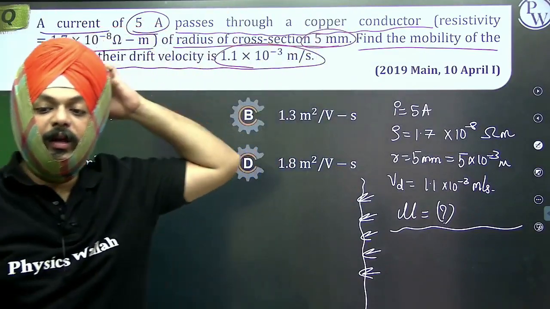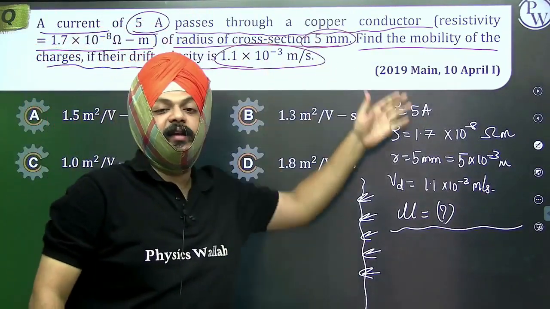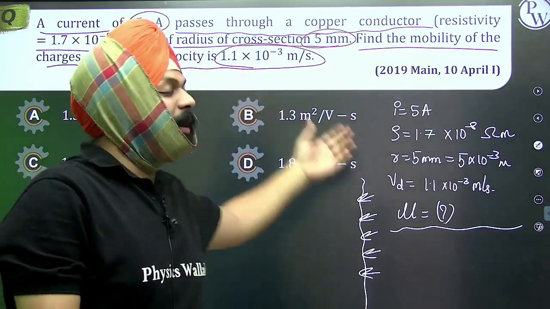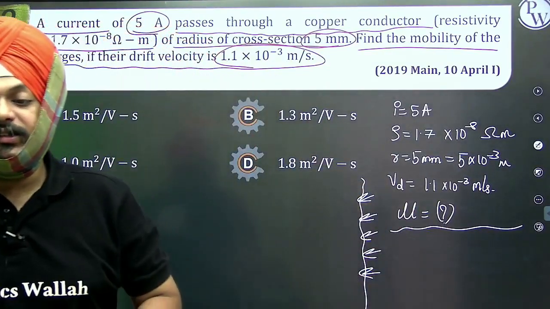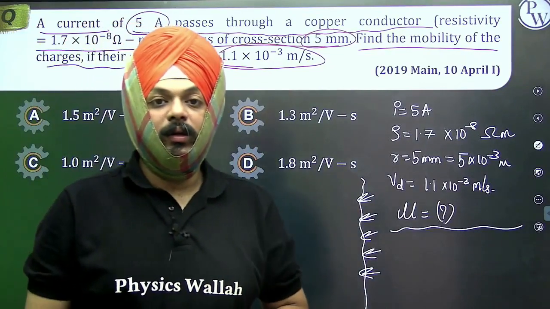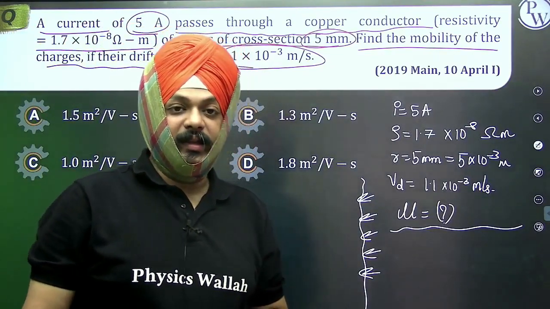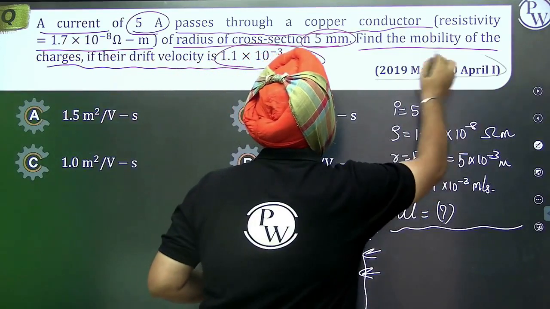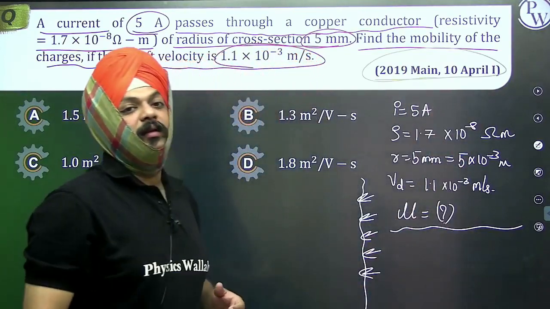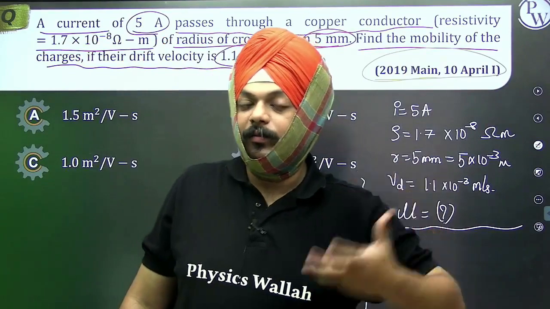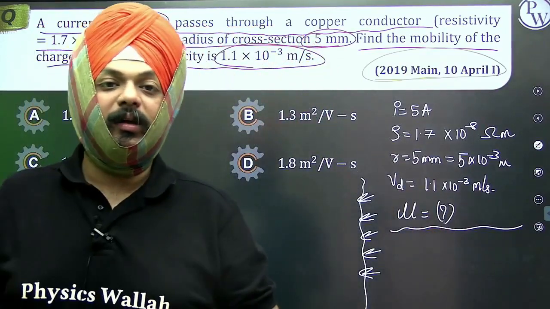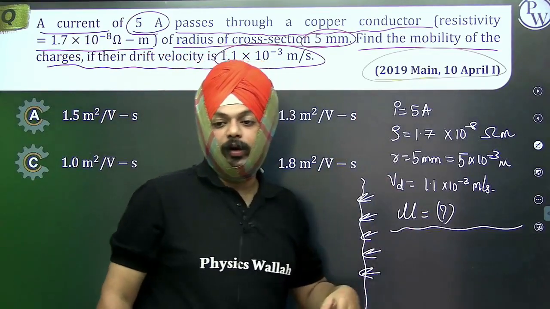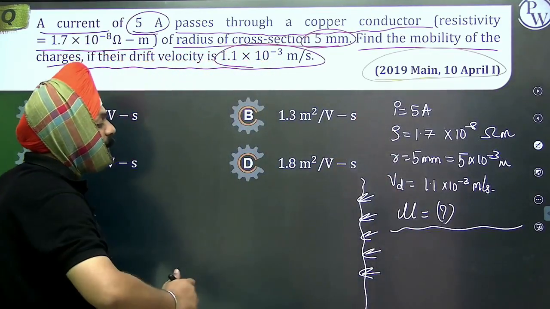Now, how are we going to deal with this question? Is there any formula that can connect all of those physical quantities? Does it exist? Are we having any? First of all, this is a question from 2019 Mains. Have we ever dealt with this kind of question, having a formula that can connect all of those physical quantities? So let's move on to the very general approach.